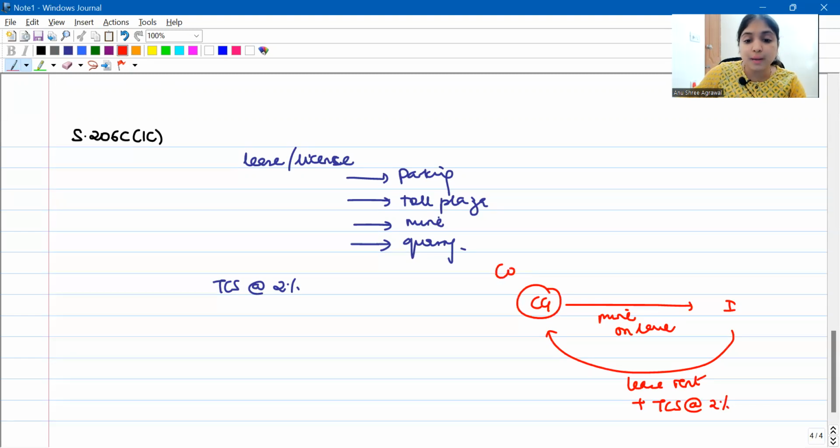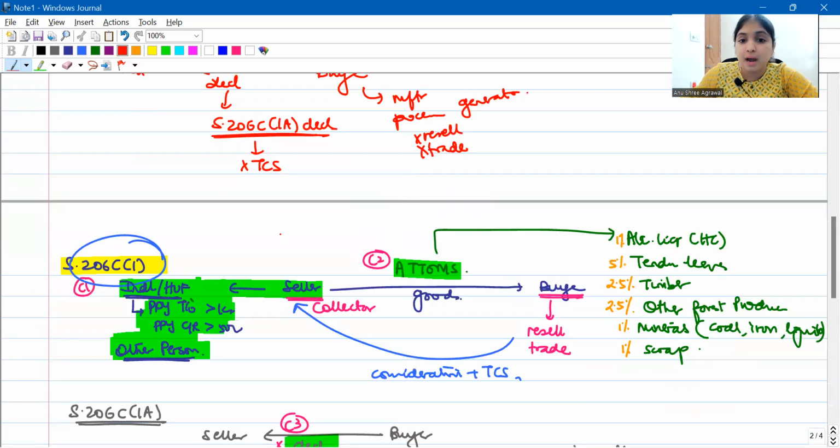So the government will become the collector of tax. Whoever is giving me the parking or the toll plaza or the mine or the quarry on lease, I have to give that person lease rent. Along with the lease rent, I will also give him TCS at the rate of 2%. Okay, 206C1, are you clear with the rates?